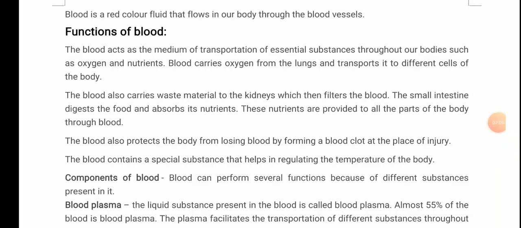Fourth, the blood contains a special substance that helps in regulating the temperature of the body. So these are some functions of the blood. Okay, students, go through them again, and then we'll be moving forward.